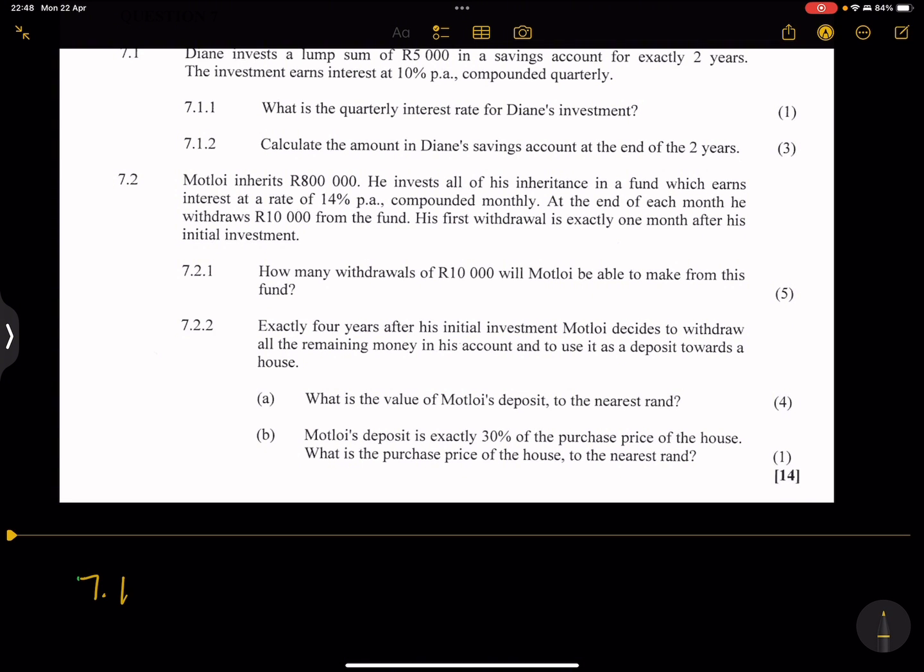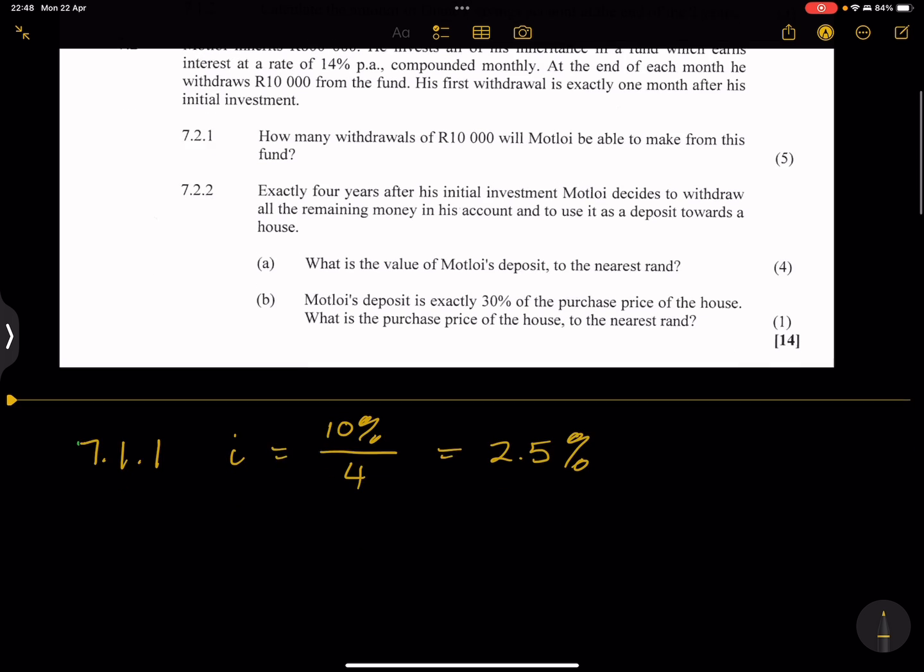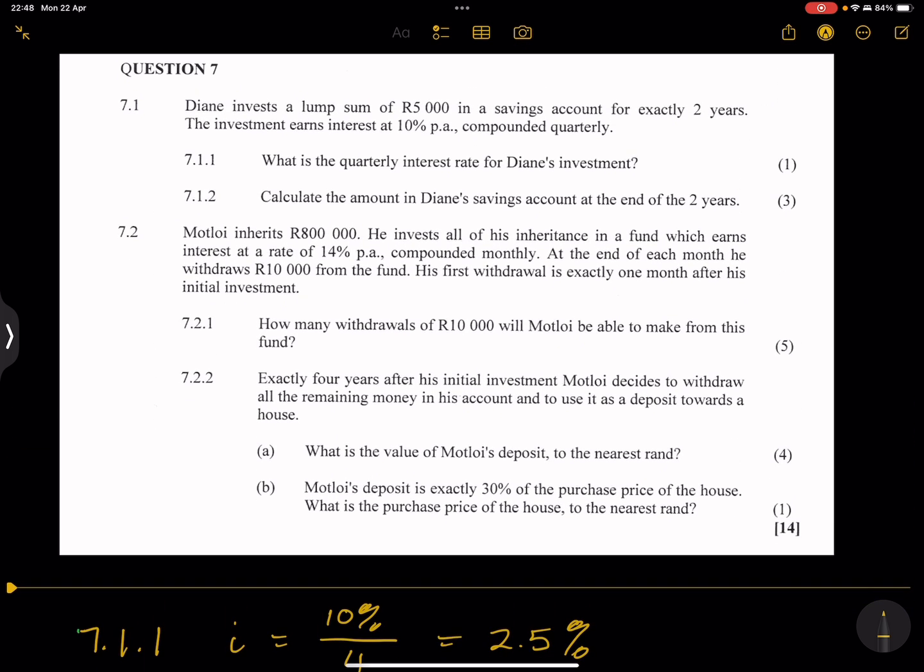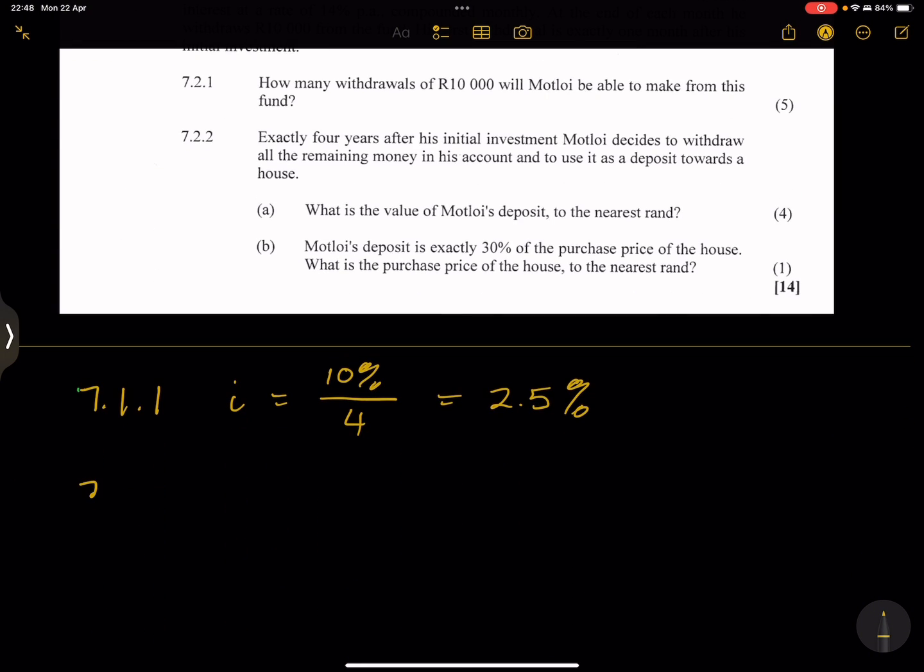So for 7.1.1, we know that our interest rate is simply going to be 10% divided by 4, and so that will be 2.5%. That's the quarterly interest rate, right? So they say calculate the amount in Diane's savings account at the end of 2 years. So remember that she took a lump sum of 5,000, right? So we want to know what will be the future value of that 5,000.